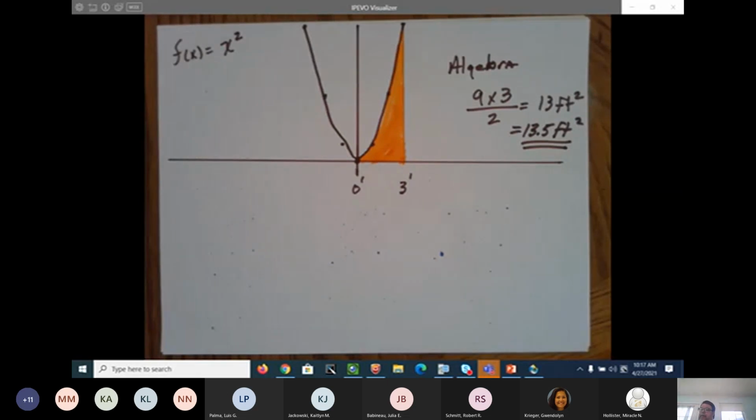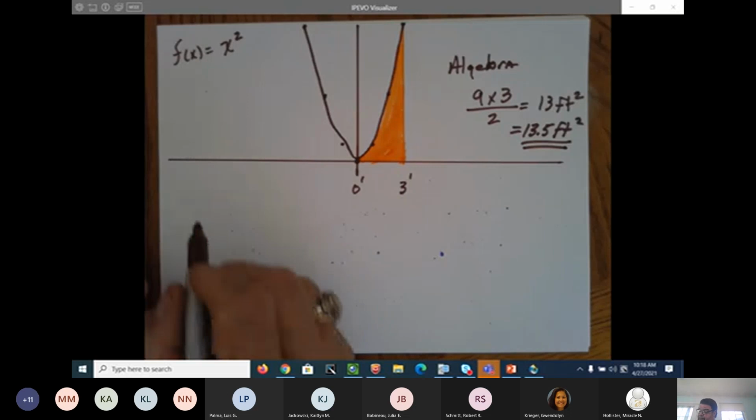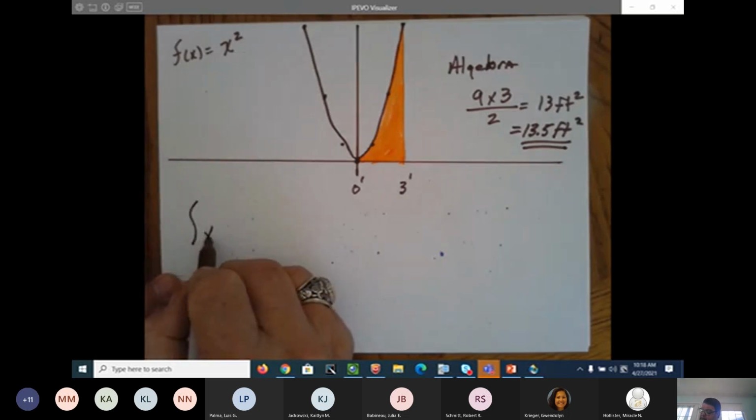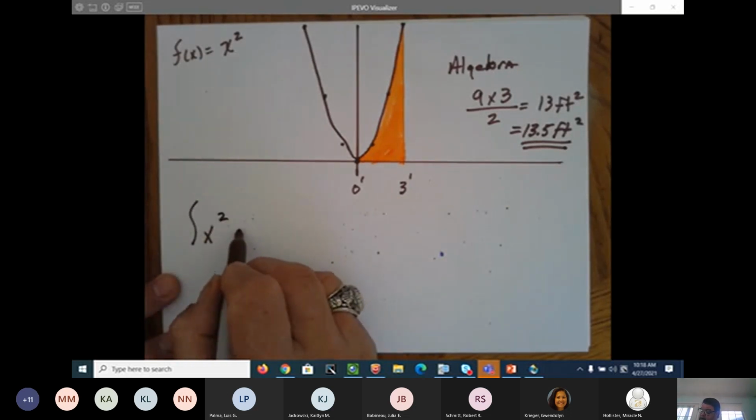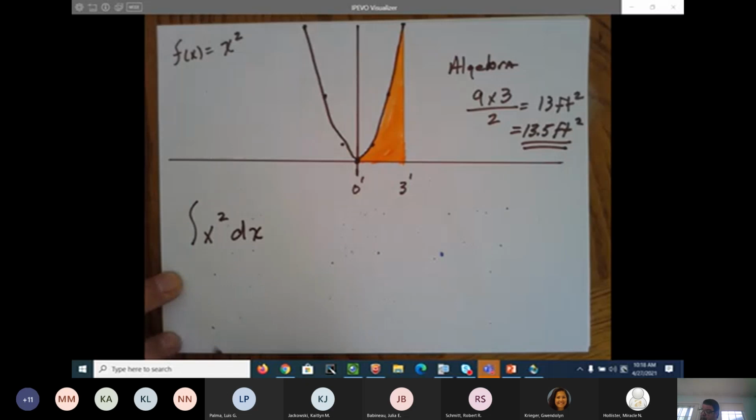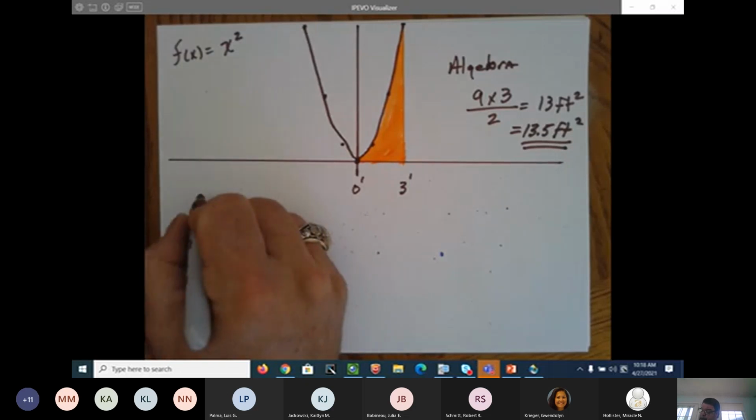All right, so let's keep going. We're going to take the antiderivative of x squared dx from 0 to 3.